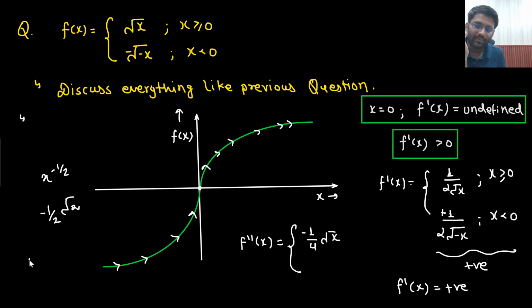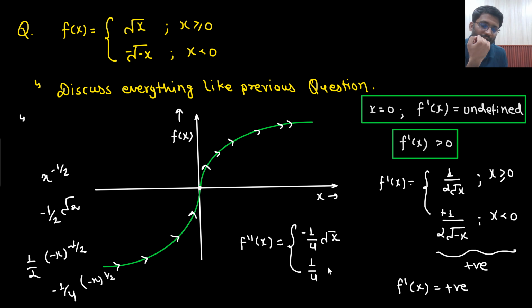And what will this become? 1 by 2 is there, and minus x to the power minus 1 by 2. Minus 1 by 2 will come in front. This will become minus 1 by 4. Okay? And then it will become 1 by 4 under root minus x. This will be the double differentiation, for x greater than or equal to 0, and for x less than 0. So this will become always negative, and this will become always positive.